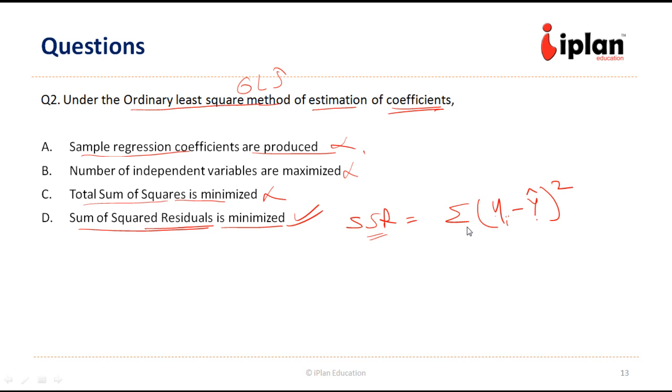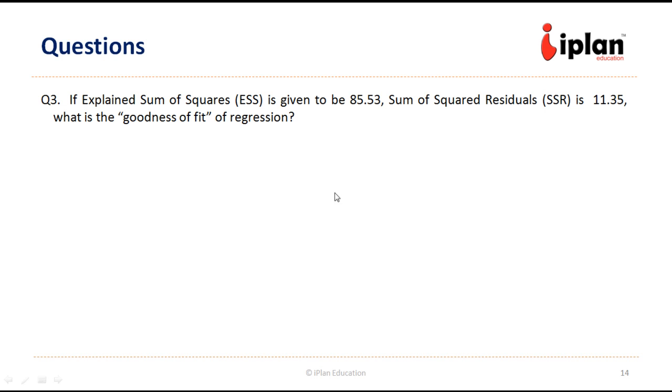Let us take the next question. Question number 3. It says the explained sum of square ESS is given to be 85.53 for a linear regression. Sum of squared residuals SSR is given to be 11.35. What is the goodness of fit of regression? So we are asked R square. We know the formula of R square. It is ESS by TSS, the total sum of squares.